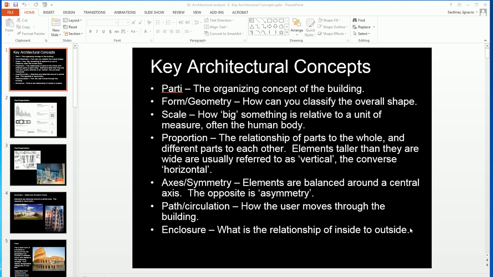The next thing is proportion. Proportion is the relationship of parts to the whole or different parts to each other. Elements taller than they are wide are referred to as vertical. Elements that are the opposite are considered horizontal. Proportion also, and that's not in this slide, but it needs to be in your notes and in your mindset, is also considered to be a ratio.